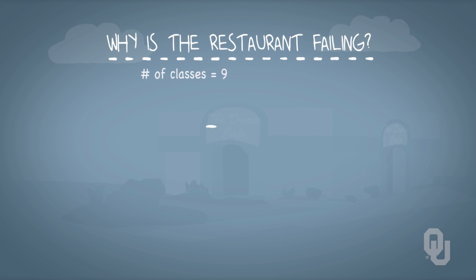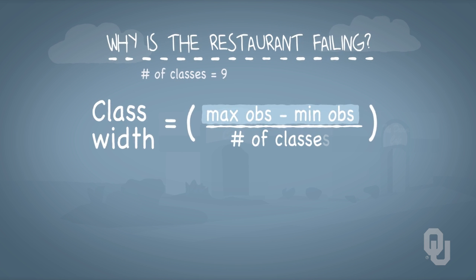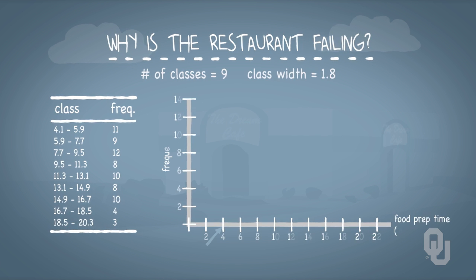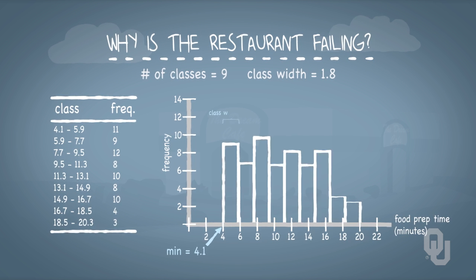The width of those classes is found by taking the range of the data and dividing by 9. The maximum observation of customer wait time is 20.3 minutes, and the minimum observation is 4.1 minutes. The range is 20.3 minus 4.1, or 16.2 minutes wide. The class width is 16.2 divided by 9, or 1.8. We start with 4.1 and keep adding 1.8 to generate 9 classes.